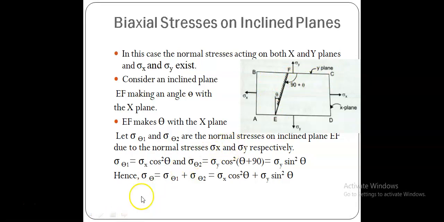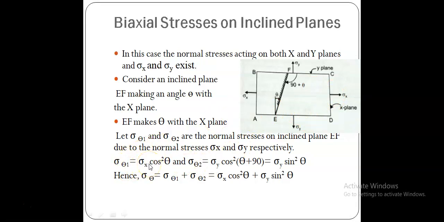First let us find sigma theta 1. Sigma theta 1 is nothing but the normal stress on this oblique plane due to this sigma x acting. We know, as in the previous case, that sigma x dash is equal to sigma x cos theta, and therefore sigma theta 1 becomes sigma x cos squared theta.